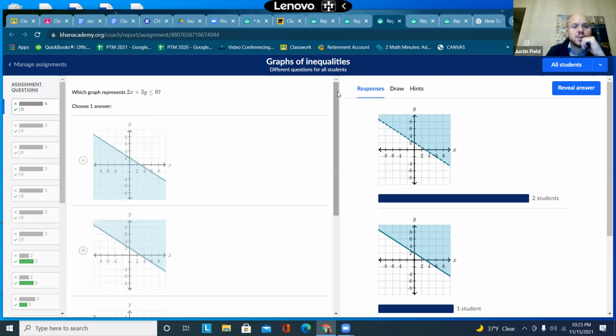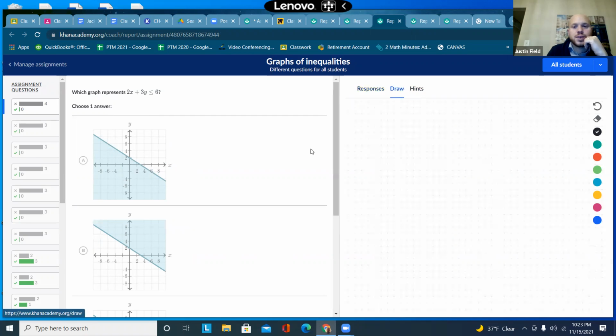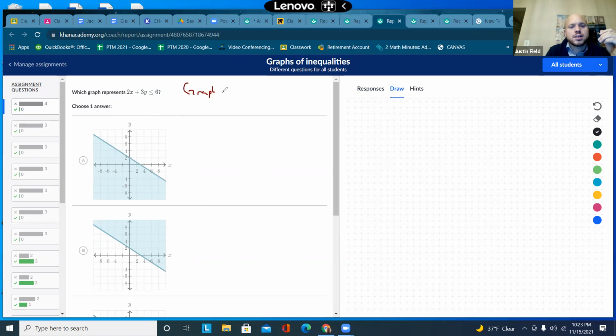Now, let's talk about graphing an inequality from start to finish. So guess what? If you can graph a line, you can graph an inequality. The first step is graph the line. The second step is shade. Also, you might have to know whether the line is solid or dashed, right? Solid lines have the or equal to, dashed lines do not have the or equal to.